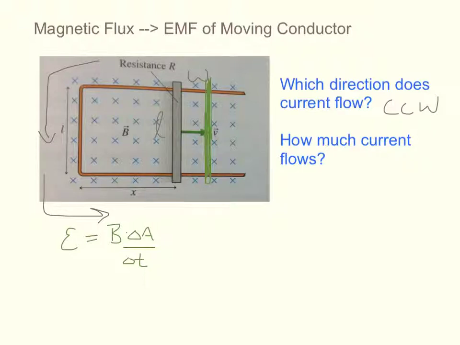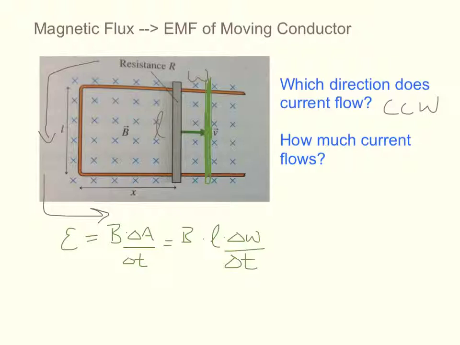And so what do we actually have? We can simplify this a little bit. The length of this bar has not changed. What has actually changed is the width of this area, right? So the vertical height does not change, but the width does change. So really, delta W is what's actually changing, divided by delta T.